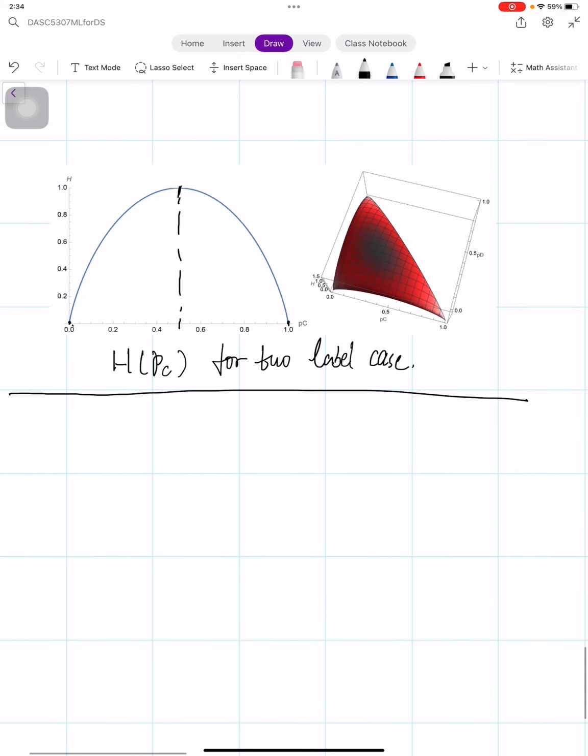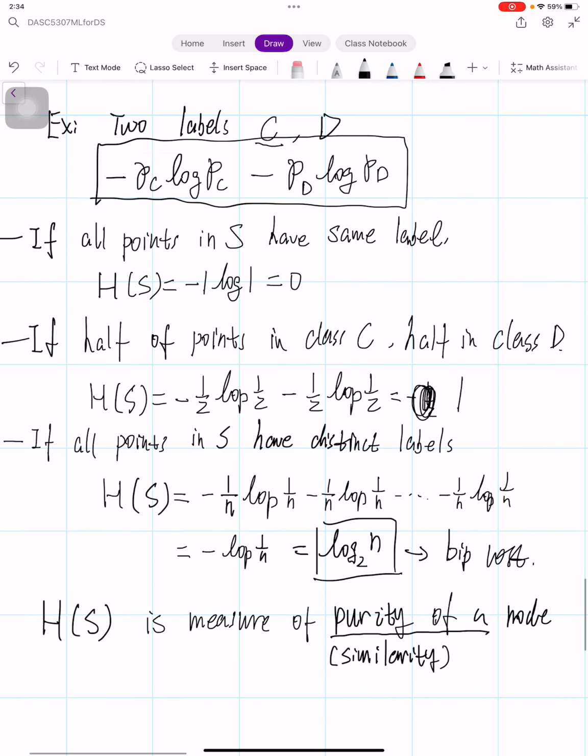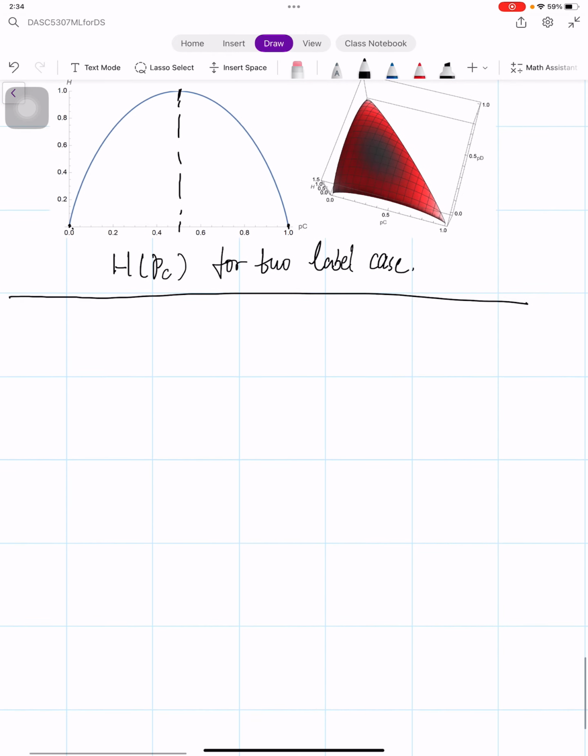Okay, now we know what is called entropy loss. So now we can define the weighted average entropy after split.